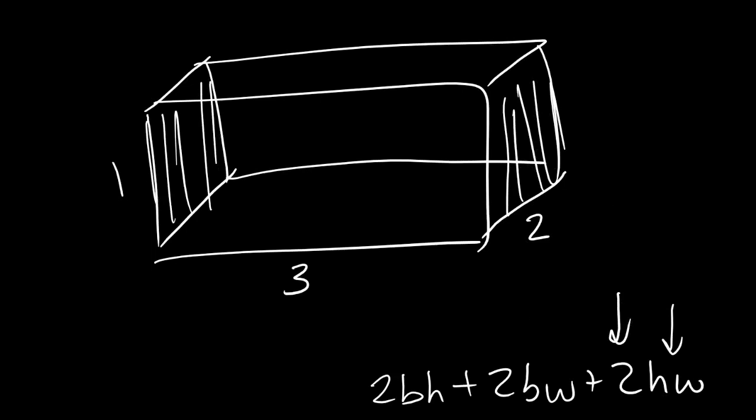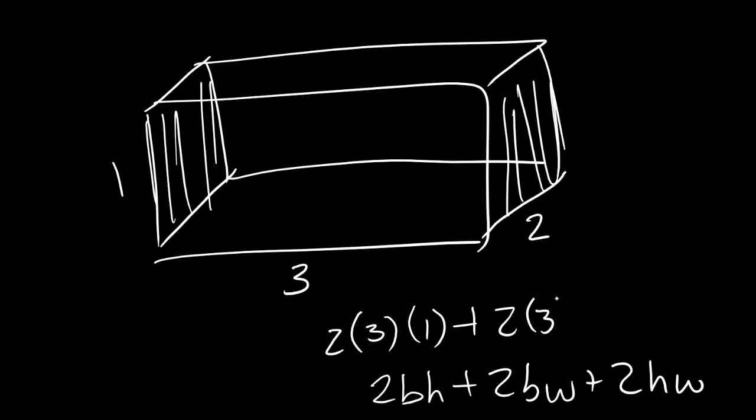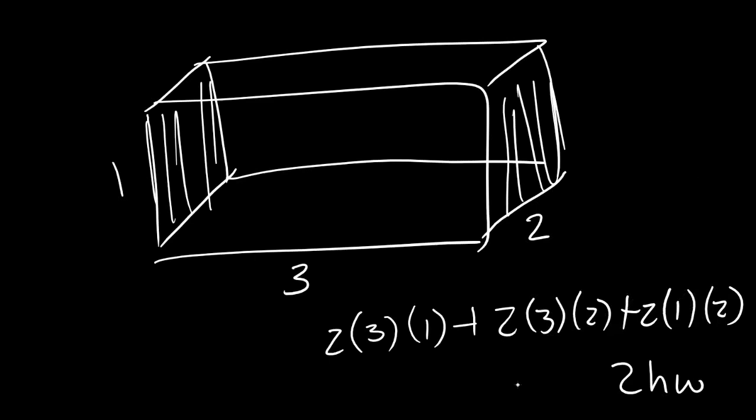Alright, so now let's plug these numbers into the equation. 2 times the base, which is 3, times the height, which is 1, plus 2 times the base, which is 3, times the width, which is 2, plus 2 times the height, which is 1, times the width, which is 2. Let's erase this, we have a bit more room.